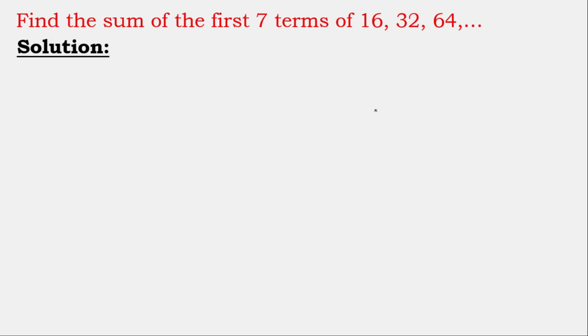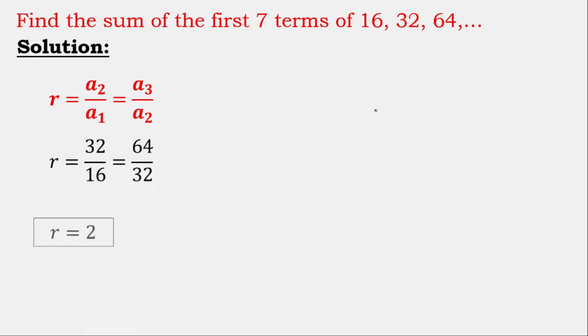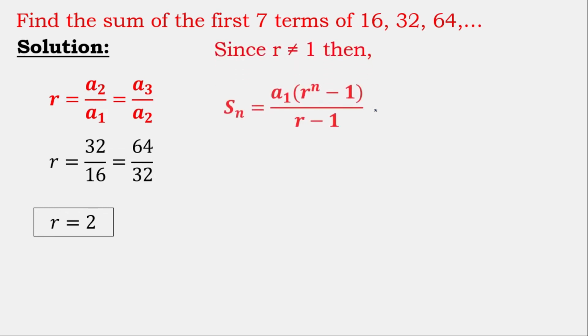Last example for another condition. Find the sum of the first 7 terms of the sequence 16, 32, 64. We're going to get the common ratio. We can solve that the common ratio is equal to 2. This is not equal to 1, so therefore we will use this formula.